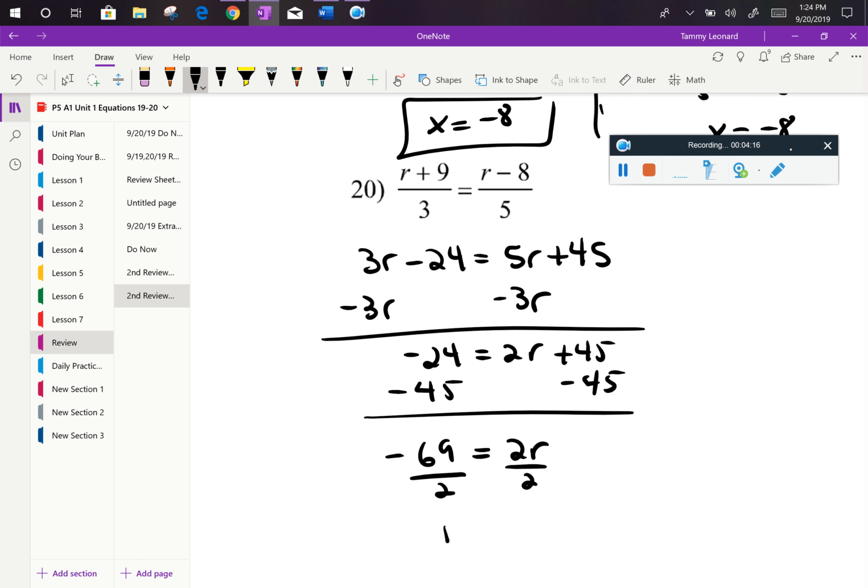Dividing both sides by 2, we have an odd number in our numerator, so this cannot be reduced. We just have negative 69 over 2.